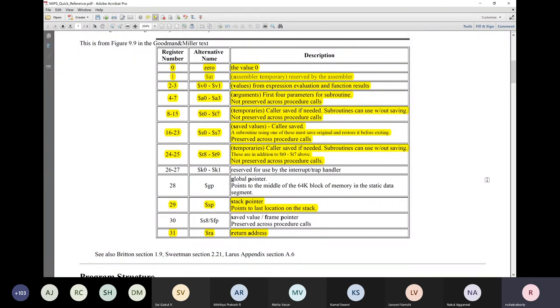These are the register numbers. You do not need to memorize this. The register number and the alternative name, this list you don't need to memorize. Just note the second column, that is this alternative name column, and the highlighted ones, because these highlighted registers are the ones that we are going to use.